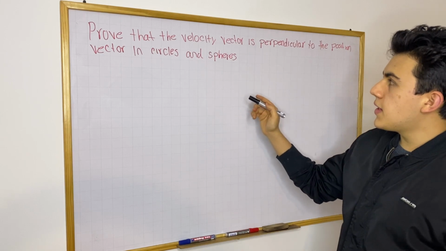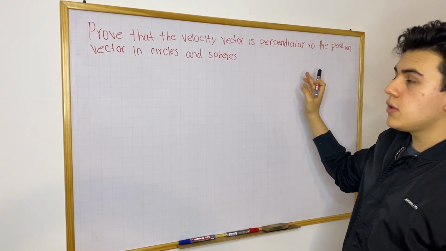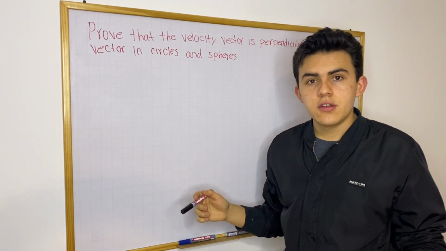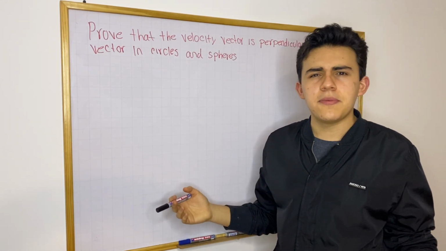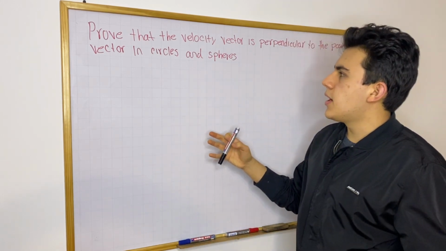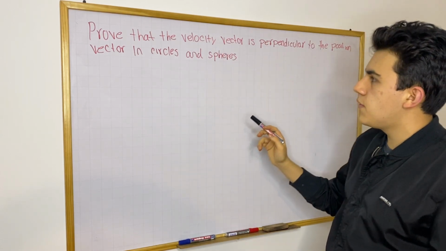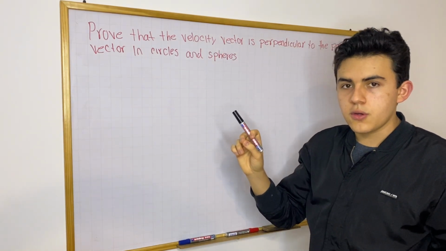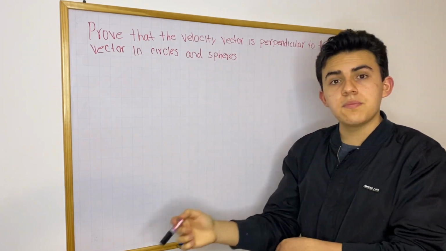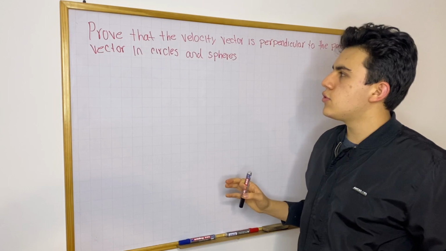So we need to prove that the velocity and position vectors are perpendicular when we have motion in a circle or in a sphere. A circle and a sphere are pretty much the same thing; you just have one more dimension, k hat. But I want to show that for any motion, if you have a point in a circle or in a sphere, this point will move with a velocity vector that's perpendicular to its position vector, okay? So that's what I want to show you today.